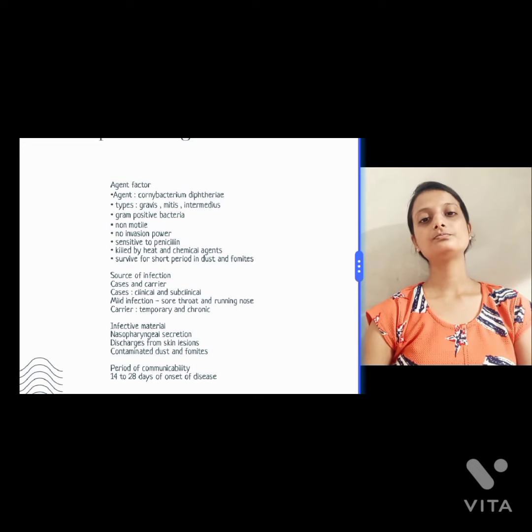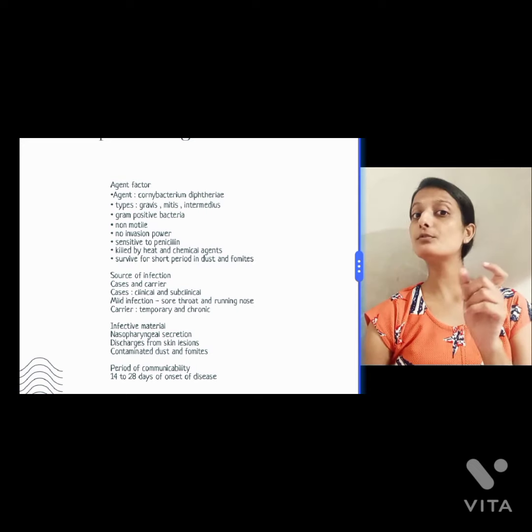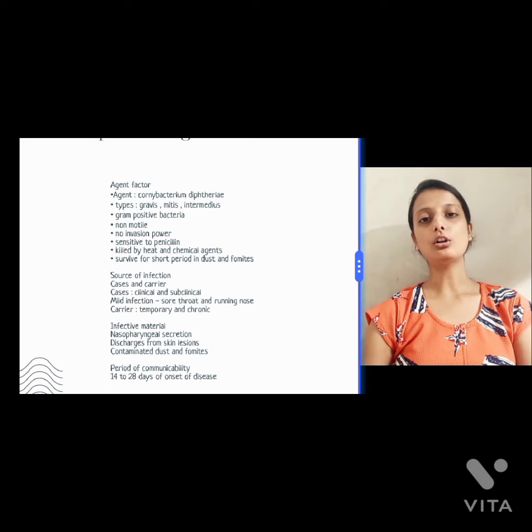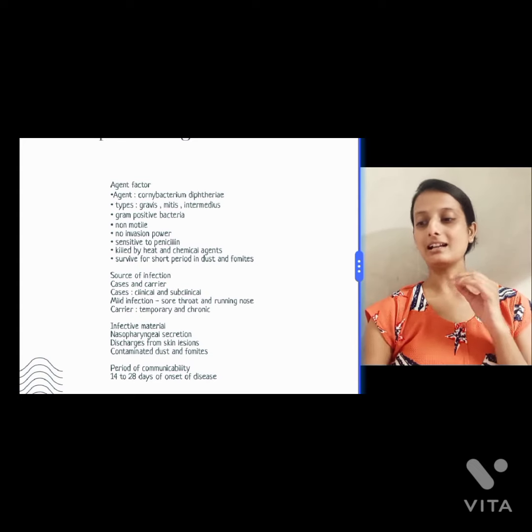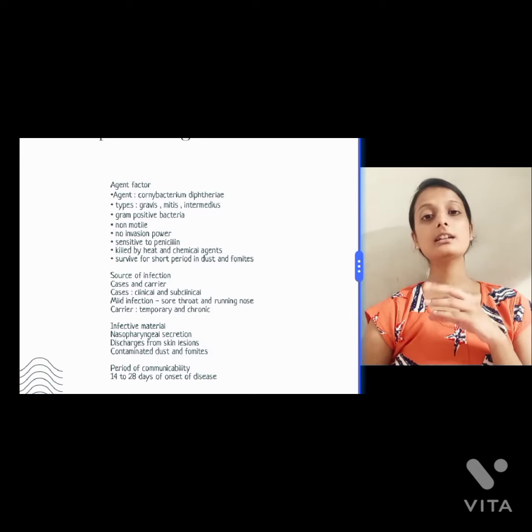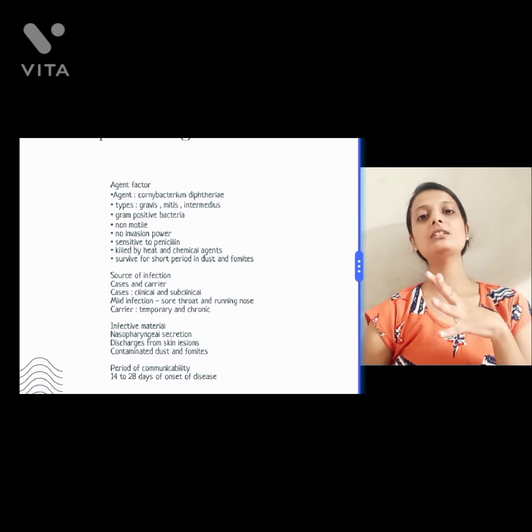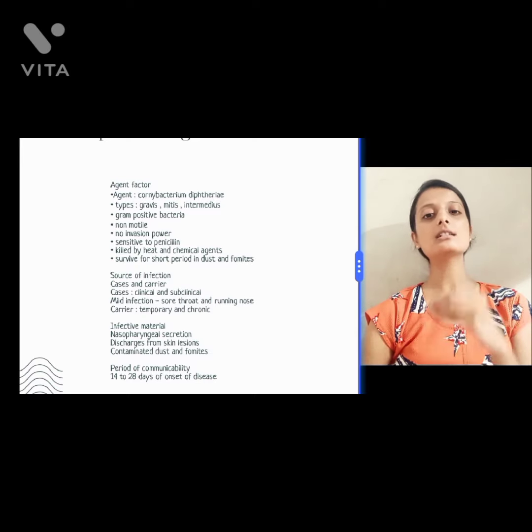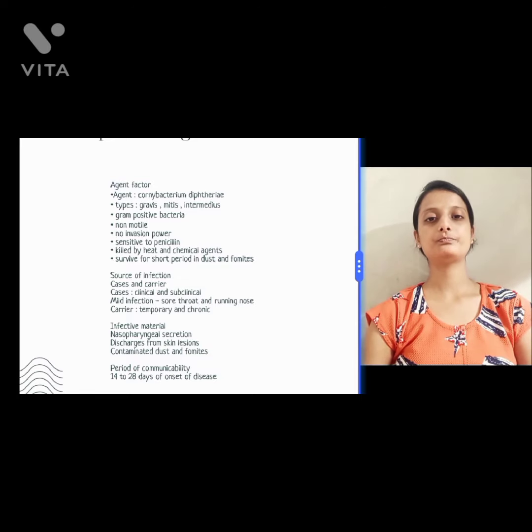Then, it is sensitive to penicillin. Also, it is readily killed by heat and chemicals. And lastly, it can survive for a short period of time in dust and fomites. So this was regarding the agent.